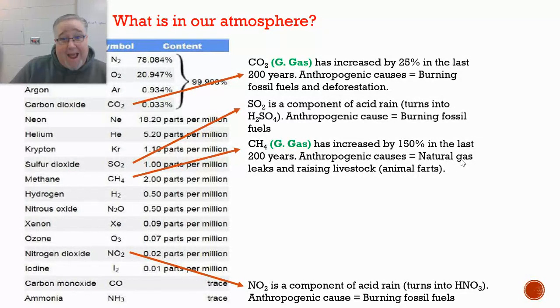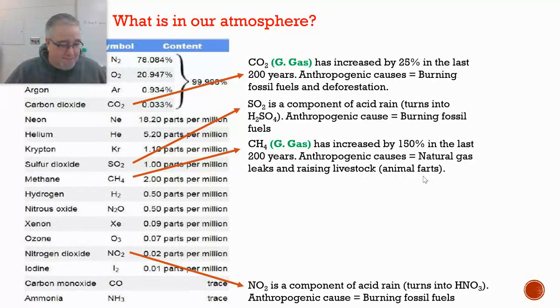One of them is natural gas leaks. When we drill, for example, into the earth, some of that natural gas leaks out and it goes up into the atmosphere. Another one is raising livestock. Believe it or not, every time a cow or a pig farts, animal farts, they release methane. So you might think, well, big deal.